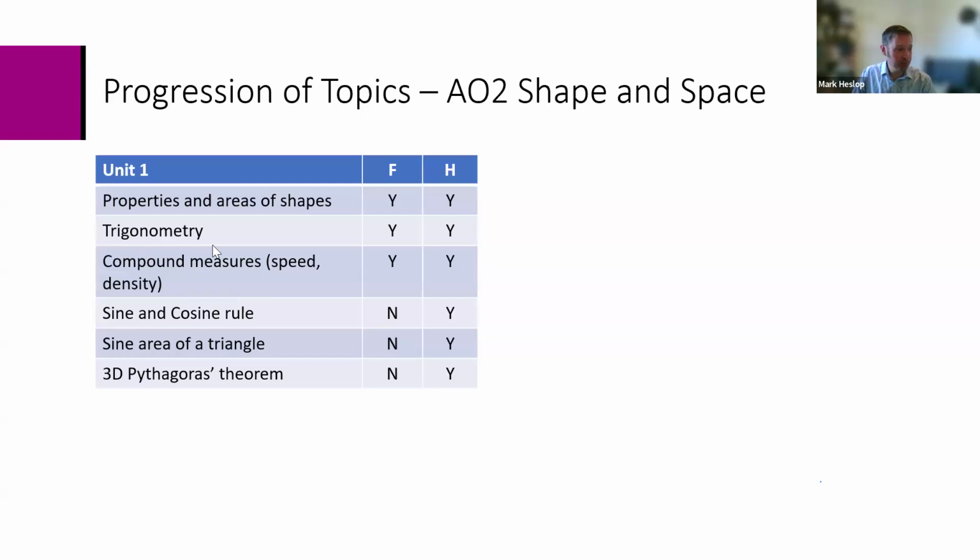Trigonometry is in year 1. A lot of students will have covered that lower down in the school, and in the case of your foundation students, it's finishing it off and reconsolidating that knowledge. Compound measures, so speed, density, and pressure, are in here. Sine and cosine rule. So remember, we've got to have that spread of higher ability topics within the unit 1 content. Sine area of a triangle and 3D Pythagoras' theorem are in year 1.